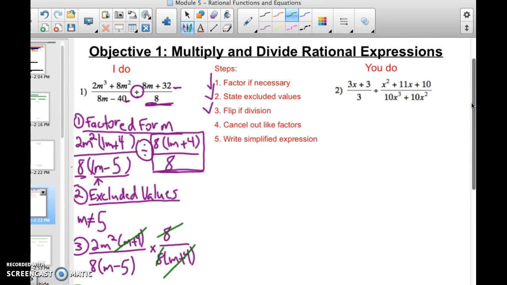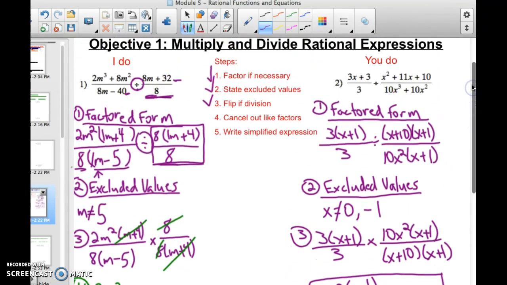Factoring first, stating the excluded value, flipping because it is division if you notice, canceling out like factors, and then writing the simplified expression. Here is my work for problem number 2. I put it into factored form again. This time 3 pieces still need to be factored. The top right was 3 terms, so you needed to use the MACAB T-chart, okay? I got factors of x plus 10 times x plus 1.